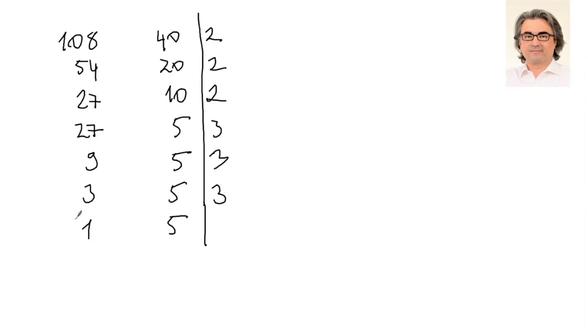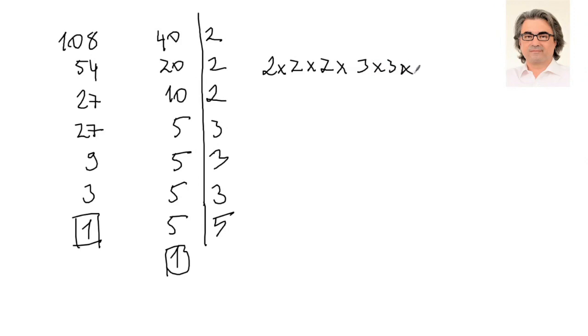Now, I reached 1 for 108. What about 5? 5 is divisible with only 5 as the prime factor. So 5 over 5 is also 1. I reached again 1. Now, if you multiply these prime numbers, you will get the least common multiple of 40 and 108. So let's write here 2 times 2 times 2 times 3 times 3 times 3 times 5.